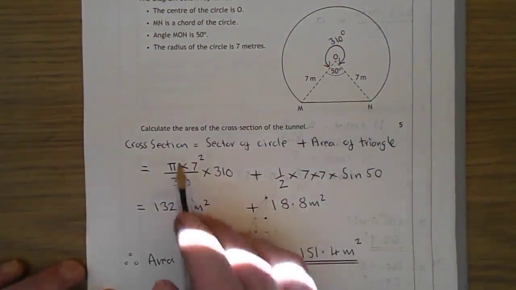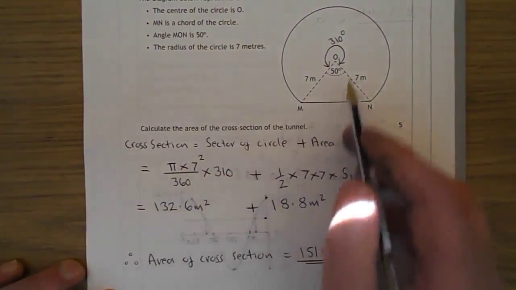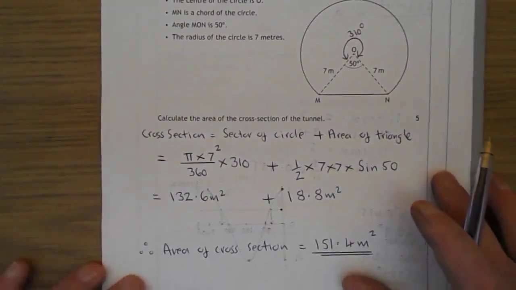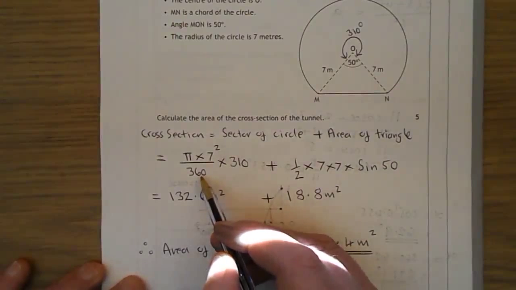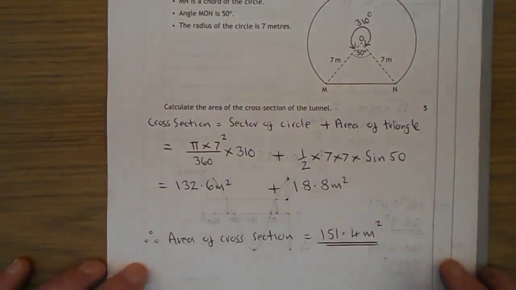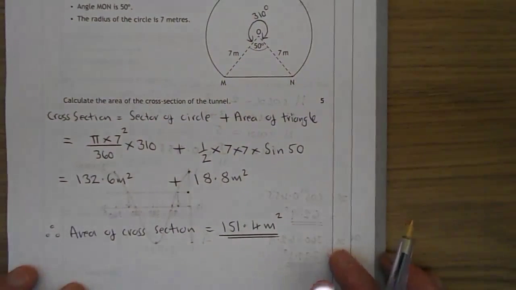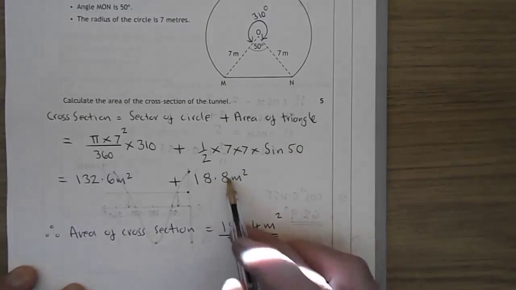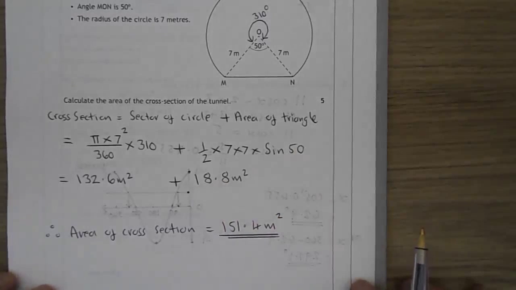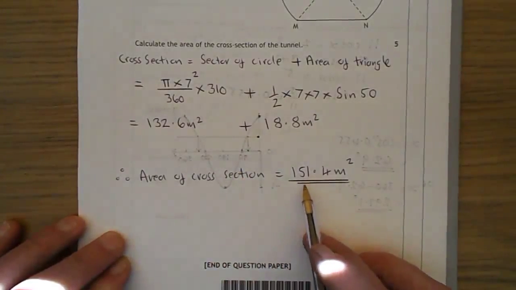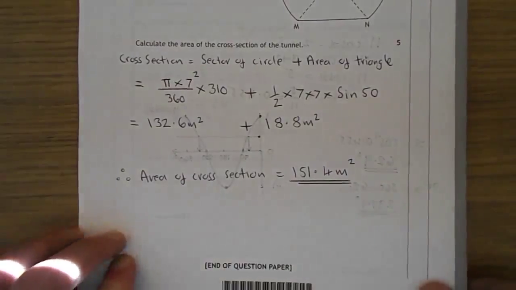Area of a circle, pi r squared. Pi times 7 squared would give that for a whole circle. It's only 310 degrees worth out of the 360, so I tend to divide by 360 times by 310. You can see the fraction there, and that's what my calculator gave me. The area of the triangle is a half of that times the sine of the angle in between. Again, there we have it there, calculator on degree mode. Add them together and you get the total area of the cross section is 151.4 square metres. And that's the end.